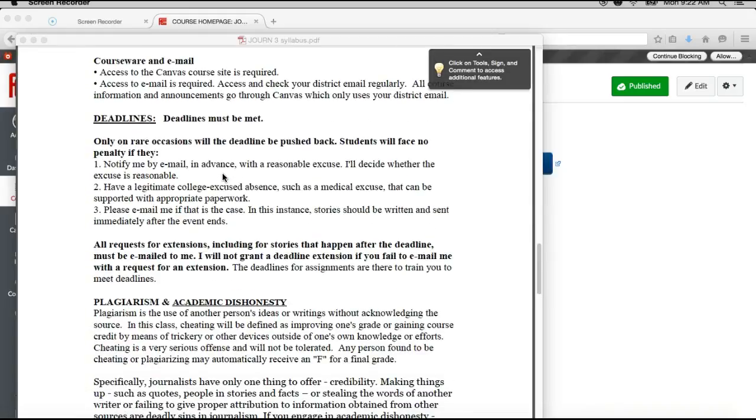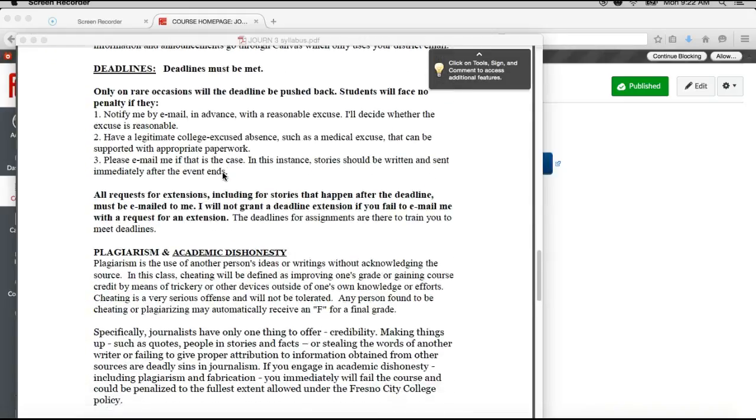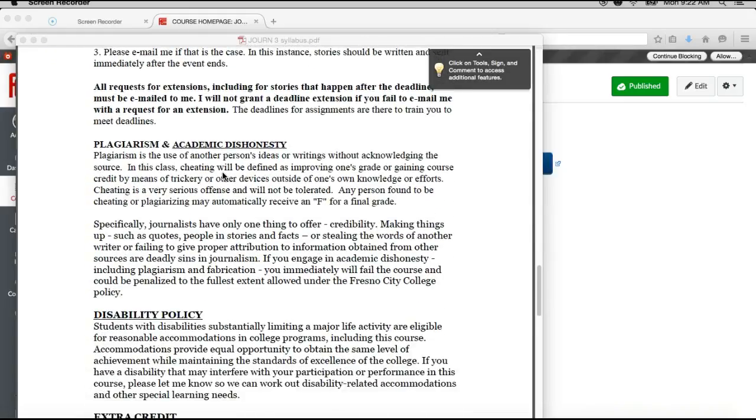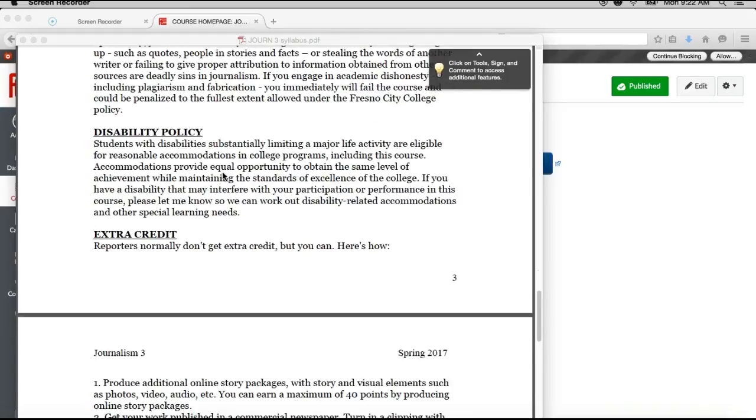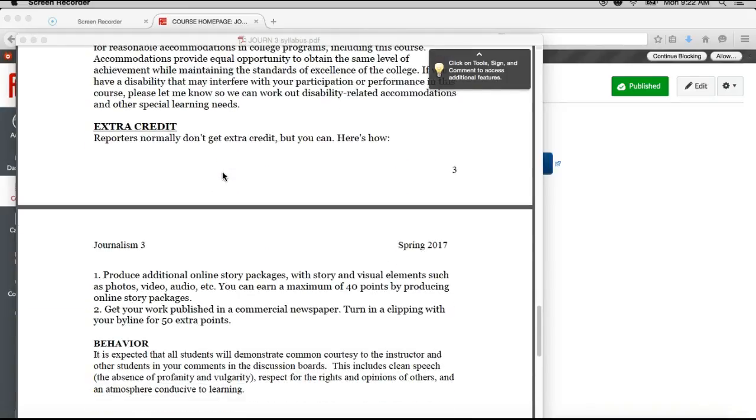Deadlines need to be met. We are very, very strict on plagiarism and any form of academic dishonesty. And so please be aware of that.